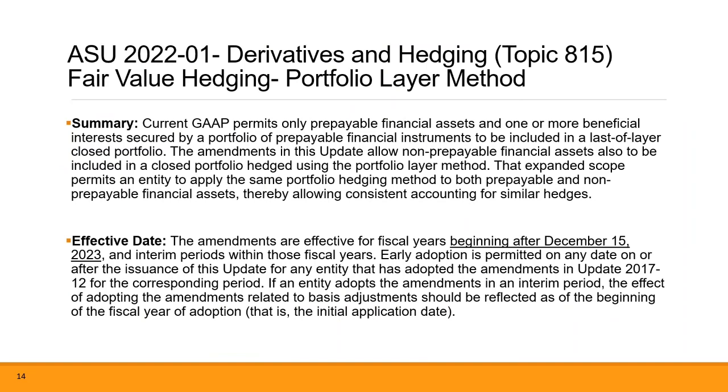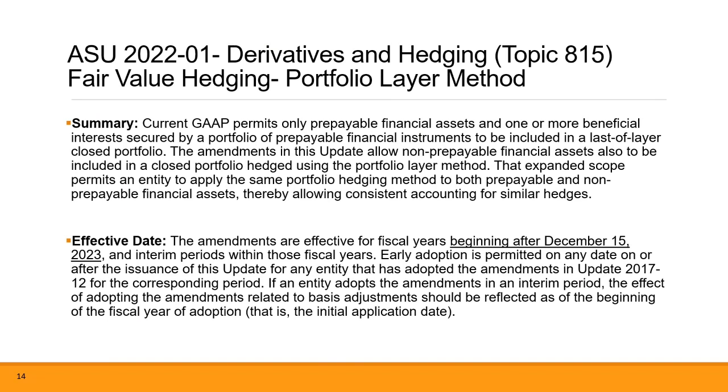And so the amendments in this update address questions asked by the practitioners of the FASB board after issuance of ASU 2017-12 by addressing 5 items. So number 1 was to expand the current last of layer method that permits only one hedged layer to allow multiple hedged layers of a single closed portfolio. To reflect that expansion, the last of layer method is renamed the portfolio layer method.